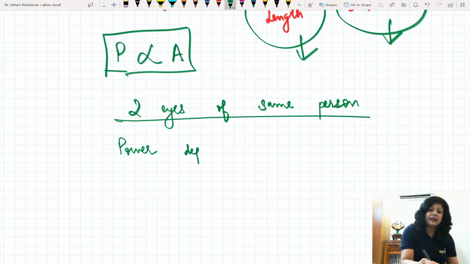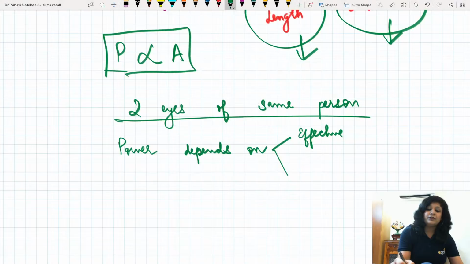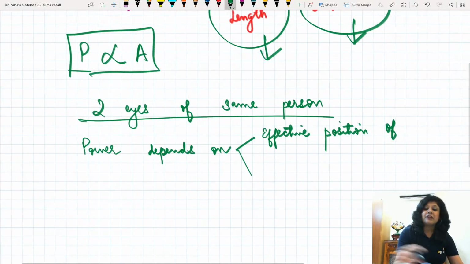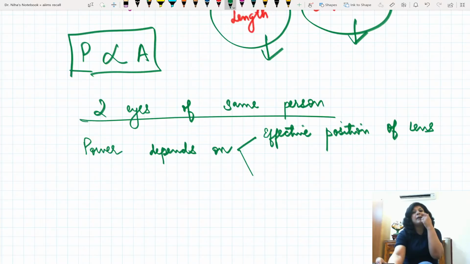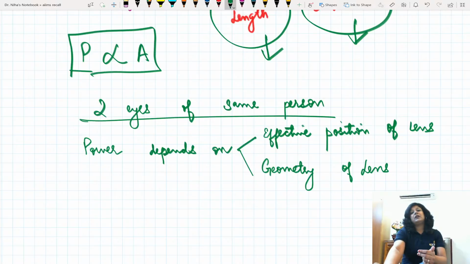Power will depend on two things. First of all, what is the effective position of the lens? See, when I'm saying what is the effective position of the lens, basically I'm talking about the distance of the lens from the cornea, and it is also depending upon the geometry of the lens. So what I mean to say, that even if I'm talking about the two eyes of the same person having same axial length, same corneal curvature, it's not mandatory that both the eyes will be requiring the same power.